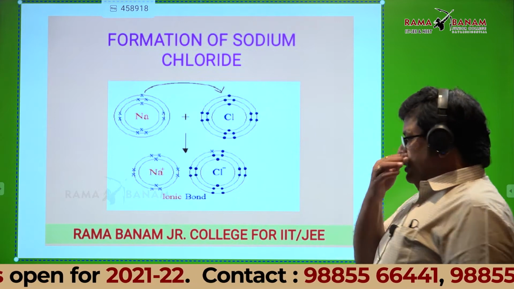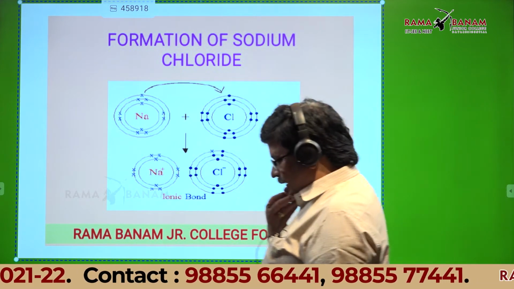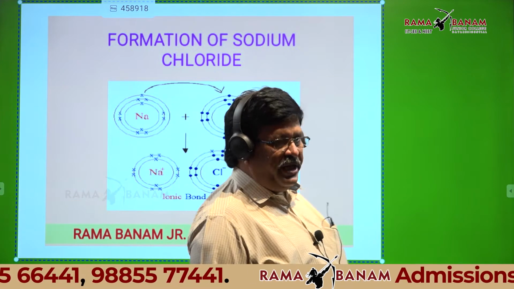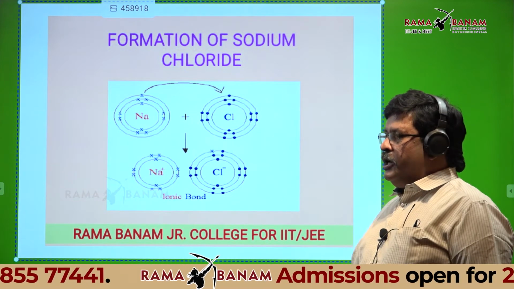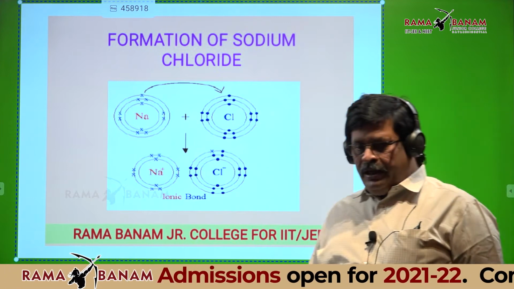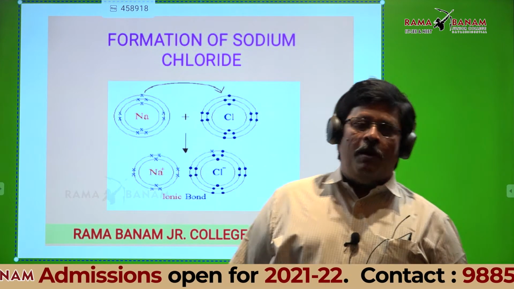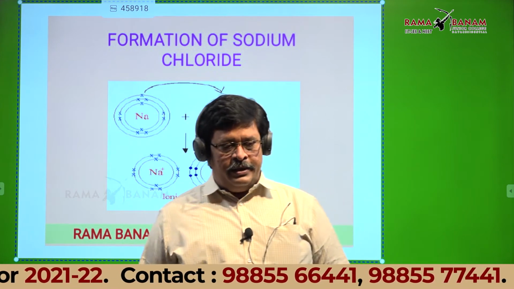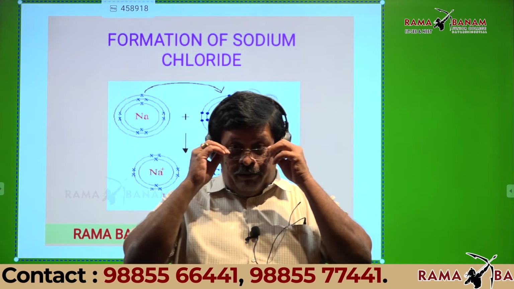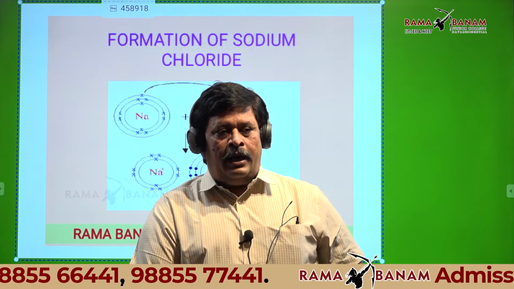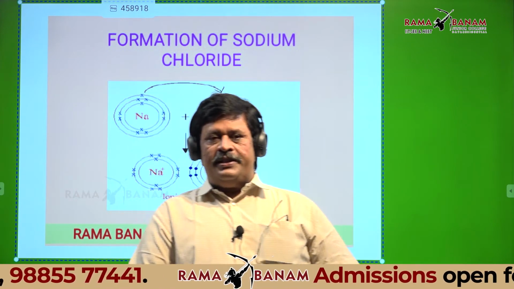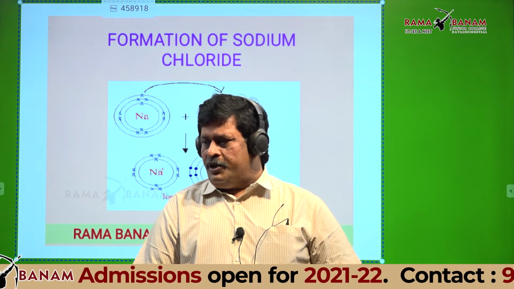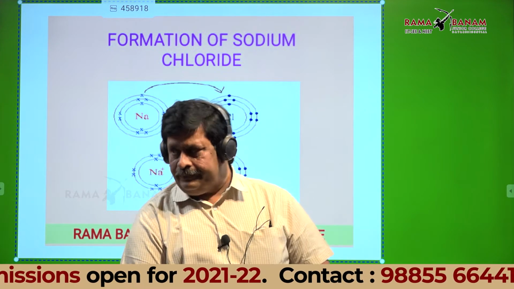Right. So what we discussed in the last class: ionic bond is nothing but an electrostatic attraction between two oppositely charged ions, and mainly ionic bond is formed between the elements of alkali metals and halogens, alkaline earth metals and halogens, alkali metals and chalcogens, and alkaline earth metals and chalcogens. Is it okay? Any doubt in that?